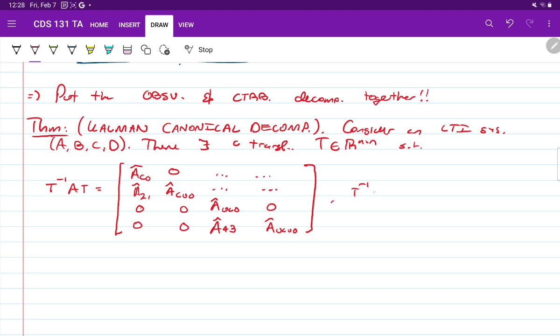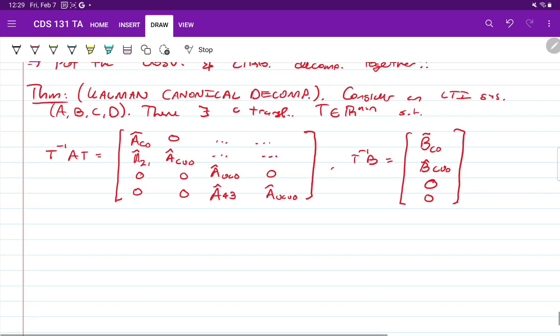Now, B will split up similarly, so T inverse B will be split up into B hat controllable and observable, and B hat controllable but unobservable. In our bottom half, because we have all of the uncontrollable pieces in this half, we'll just have zeros, because no control input appears in there.